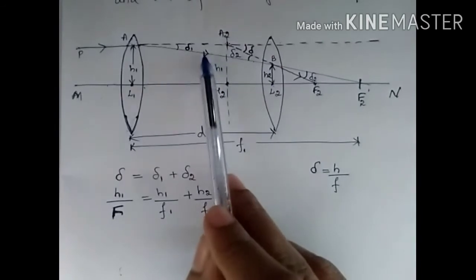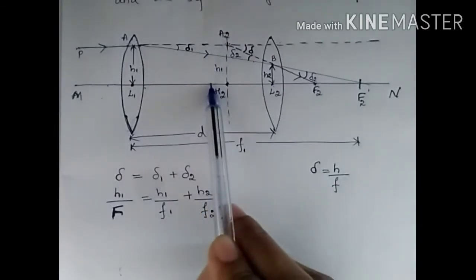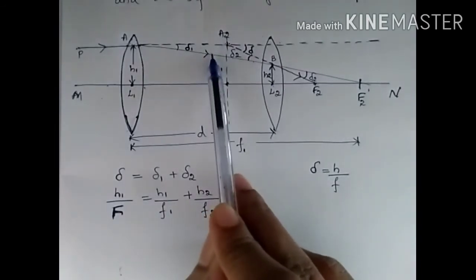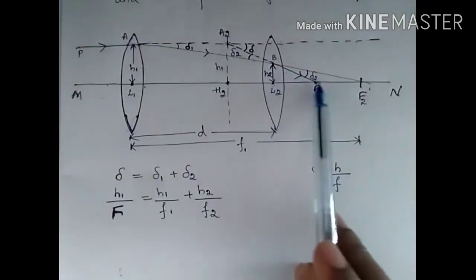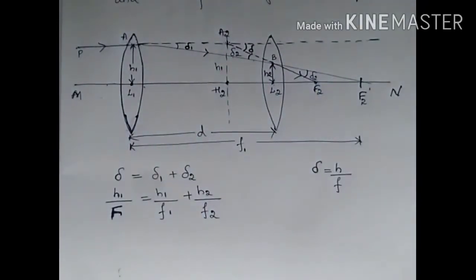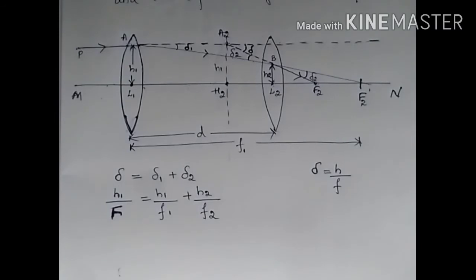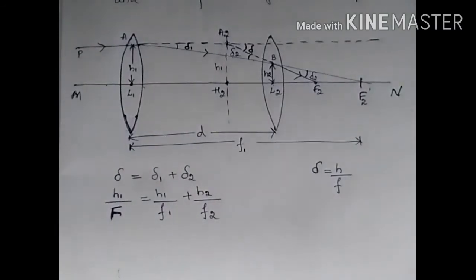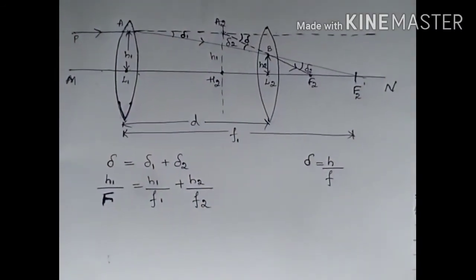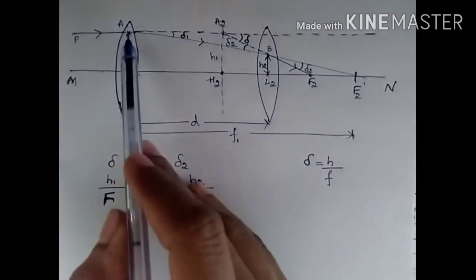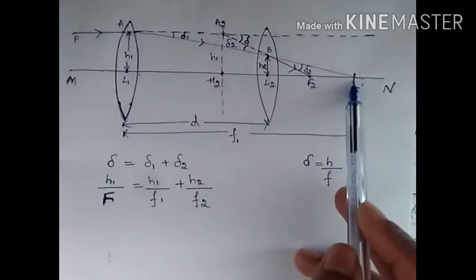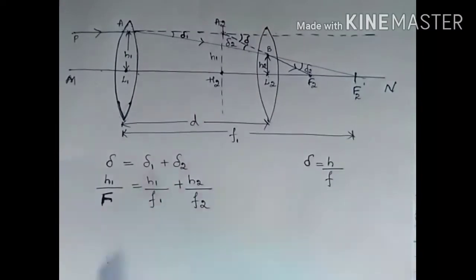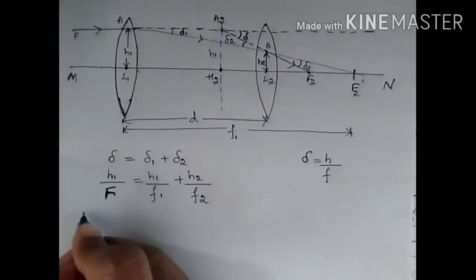If at all this ray would have been parallel to the principal axis, then this ray would converge at the point f, that is the focal point. So that distance will be f2. So now in this diagram, let us consider two similar triangles, A L1 F2 and B L2 F2. So these two are similar triangles.